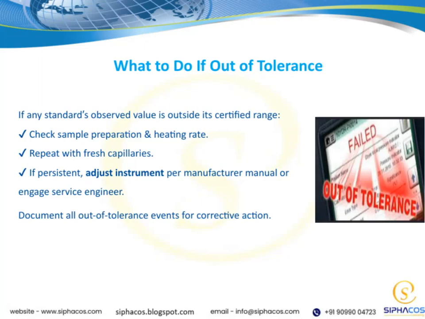So let's talk about what to do if you find that an observed value falls outside its certified range. First, it's important to double-check your sample preparation and heating rate. Sometimes, small adjustments here can make a big difference. If the issue persists, try repeating the measurement using fresh capillaries to rule out any contamination or damage. If you still see the out-of-tolerance result after these steps, then it's time to adjust your instrument, following the manufacturer's manual carefully, or consider engaging a service engineer for assistance.